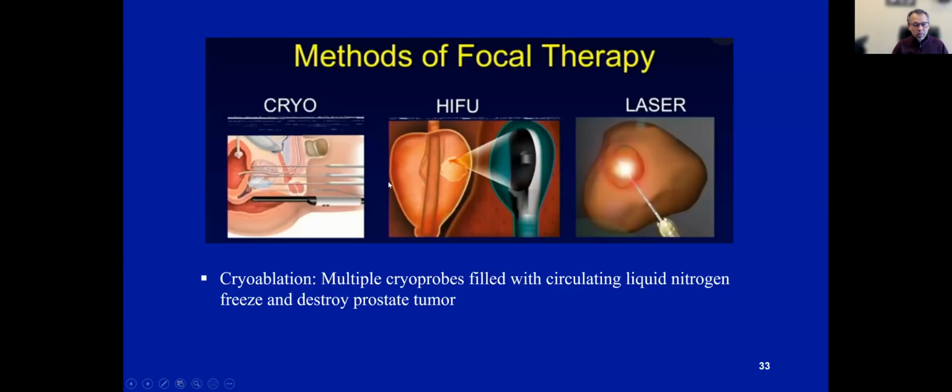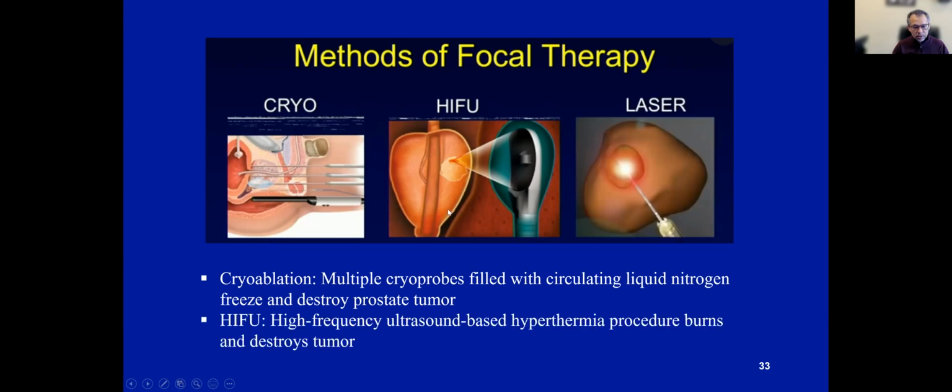Now the last treatment group is focal therapy, which is typically divided into cryoablation, in which multiple cryoprobes filled with circulating liquid nitrogen freeze and destroy the prostate tumor, as shown in this cartoon. But more commonly utilized now is HIFU, also referred to as a high-frequency ultrasound-based hyperthermia procedure, which burns and destroys the tumor. Once you detect a lesion of interest on MRI after the diagnosis, the newer emerging treatment is, instead of removing the whole gland or radiating the whole area, to just destroy the area of interest, and this treatment has significant potential in coming years.